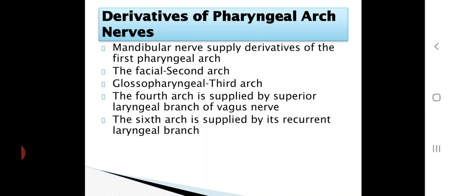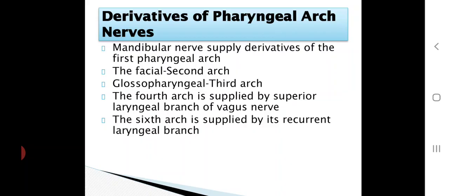Second arch nerve, facial nerve. Third arch nerve, glossopharyngeal nerve. Fourth arch is supplied by the superior laryngeal branch of the vagus nerve. And the sixth arch is the recurrent laryngeal nerve. So these are the nerves of the pharyngeal arches. So the muscles which are supplied by these nerves will be the derivatives of the corresponding arches. That is the way we can remember.